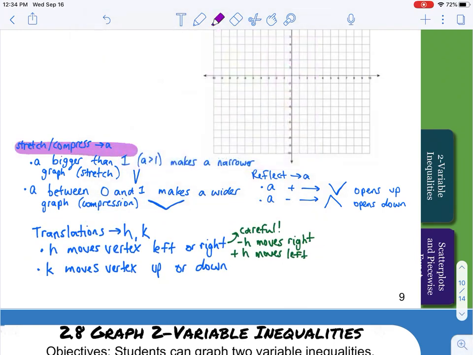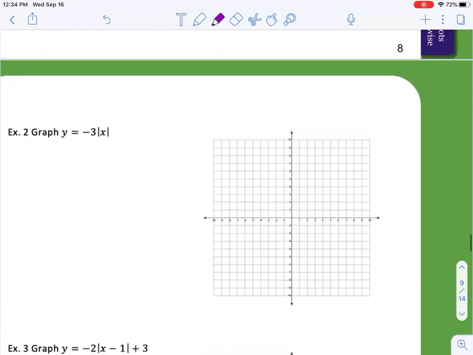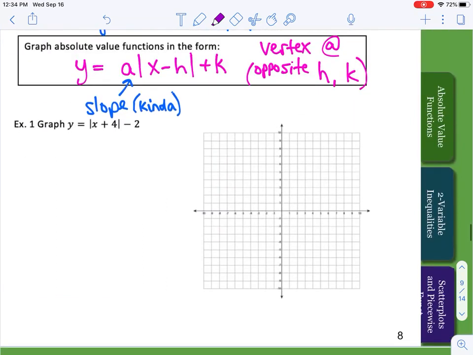So we have stretch compressed of A, we have reflection of A, and we have translations. Okay? Now let's use these to graph 3 examples. So we first need to find our vertex.